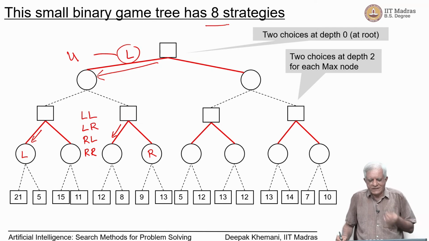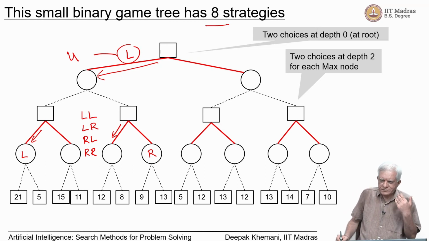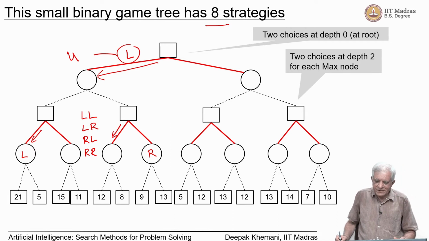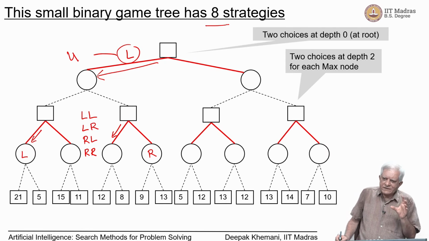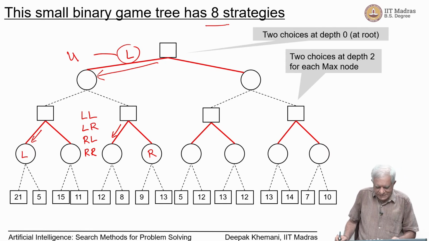So, as a small exercise, I will ask you to work out that for any arbitrary game tree with branching factor B and depth D, how many strategies does max have? The task is to choose between these strategies essentially, but we want to do it in an efficient fashion.